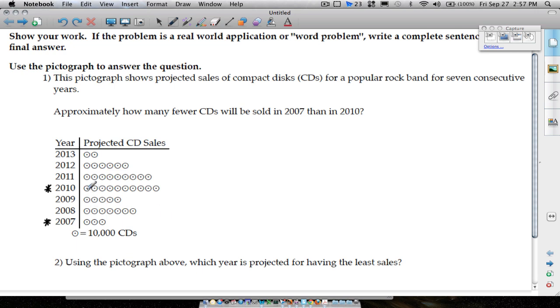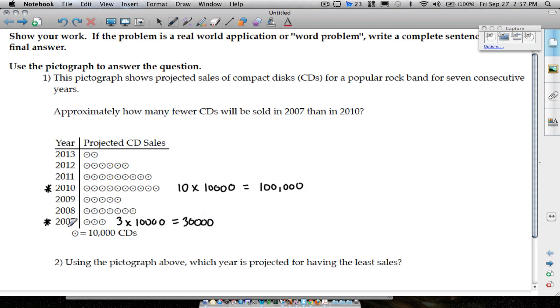Well, how many CDs do you see in 2010? 1, 2, 3, 4, 5, 6, 7, 8, 9, 10. So there's 10 of those CDs, and you multiply that by 10,000, since each picture of a CD represents 10,000 CDs. Therefore, in 2010 they're projected to sell 100,000 CDs. Whereas in 2007 there's 3 pictures of CDs. So let's multiply that by 10,000 and we get 30,000 there.